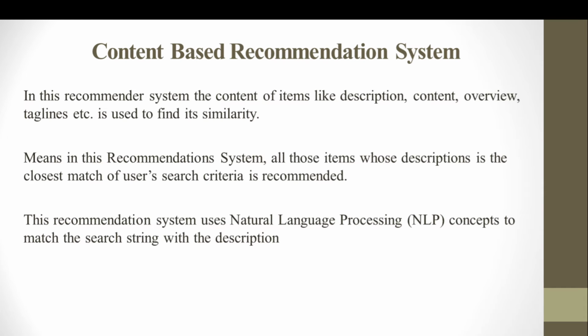So in this recommendation system, the content of the item, as in it may be the description of the item, it may be the overall detailing of the item, it may be an overview which is provided for the item, or maybe a keyword or tagline which is associated with the given item. Whatever search criteria is provided, it is matched with all these things, and whichever is the closest match, that item comes up as a recommendation, right?